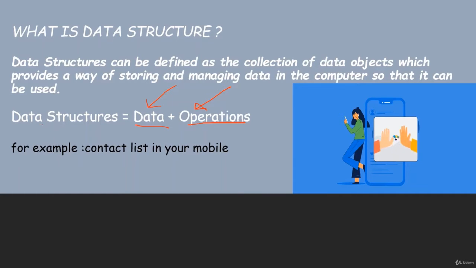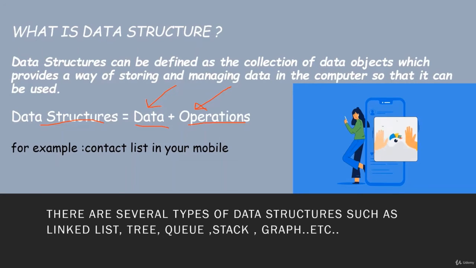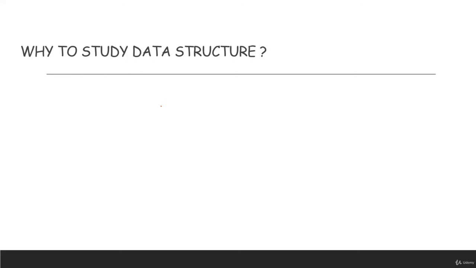Likewise, data structures also work. Data structures do some operations on the data present over there. And this data could be stored in different forms. There are several types of data structures to store this data, such as linked list, tree, queue, stack, graph, etc. We will see them one by one in detail in further courses. Okay, let's move. Why to study data structure?